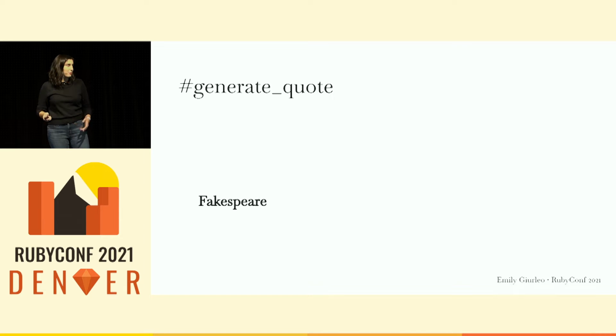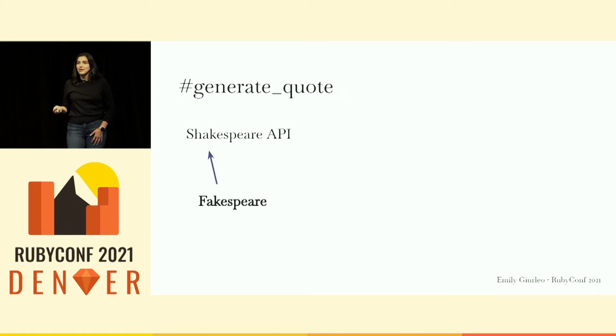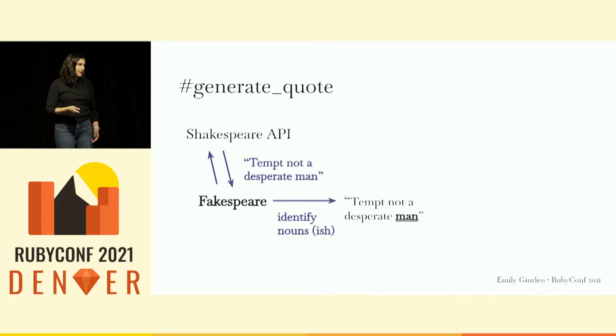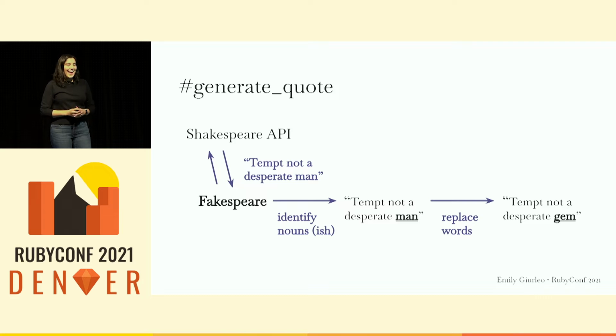The generateQuote method works as follows. First, it makes a network call to a Shakespearean quote generator API and gets back a Shakespearean quote. Then, it identifies the nouns in that quote, and I'll admit it does this to varying degrees of success. And then it replaces those nouns with randomly generated Ruby words. This method is extremely silly and has no practical use case. But it does demonstrate all 3 of the concepts I want to discuss in this talk, which makes it the perfect way to show you what I mean when I say to mock or not to mock.